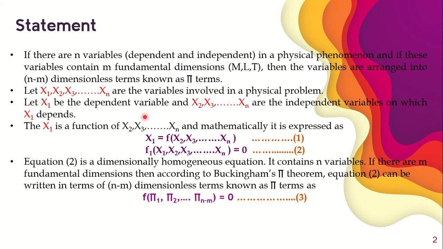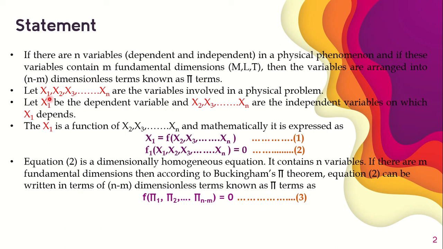Suppose there are 8 variables involved in a physical phenomenon, with the dependent and independent variables summed together. So totally there are 8 variables, and obviously we have only 3 fundamental dimensions, which are M, L, T. So how many pi terms will we get? 8 minus 3, so 5 pi terms we will get.